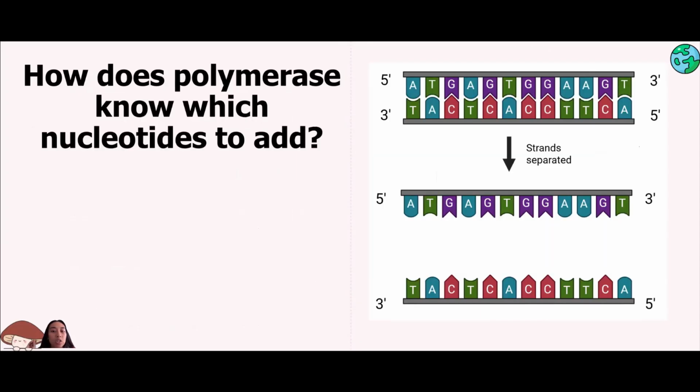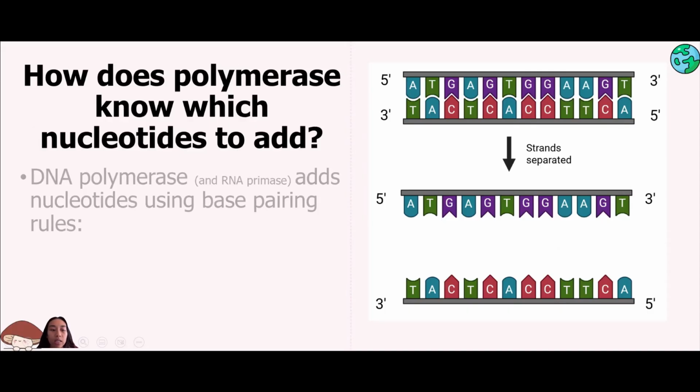Now, the last thing I wanted to do before I ended this video was talk about how the polymerase even knows how to add the nucleotides. Which nucleotides does it add? Remember that DNA has information, so it doesn't just add nucleotides randomly. It has to add the correct nucleotides. So how does it know which nucleotides to add? It's going to be using the base pairing rules.